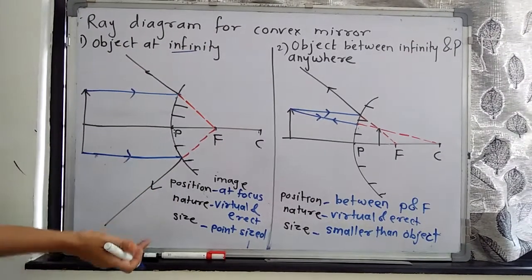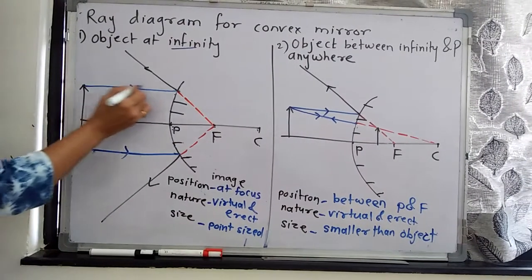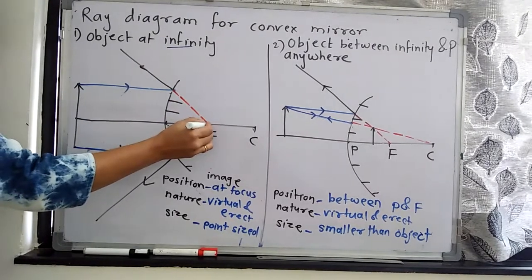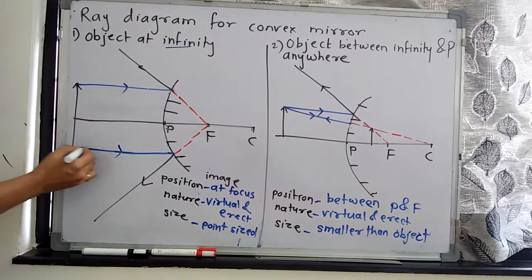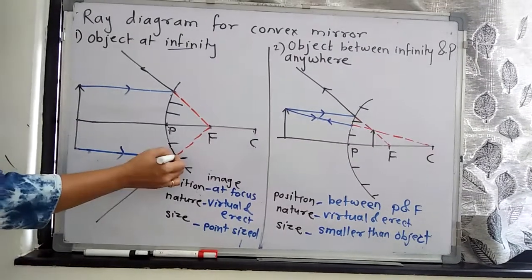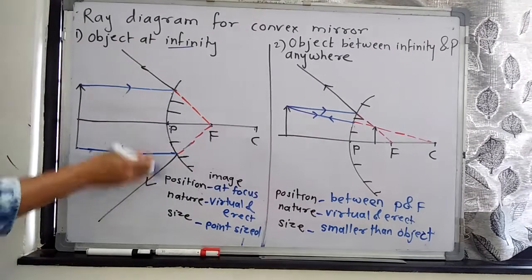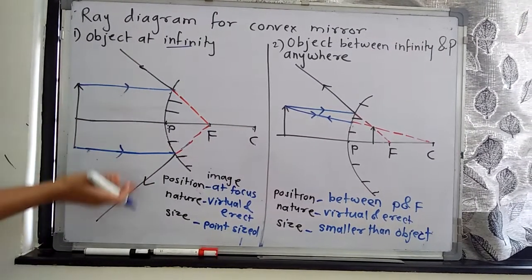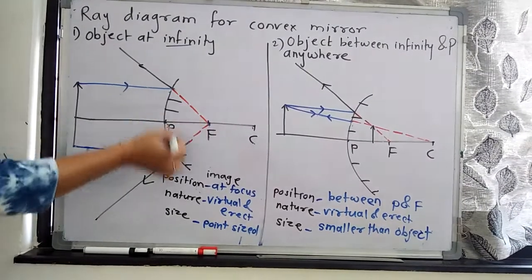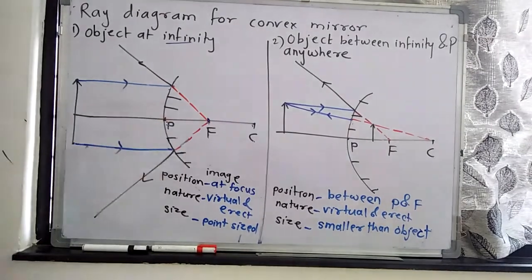But what is the rule? It appears to be coming from the focus. So this is the incident ray, this is the reflected ray, but it appears to be coming from the focus. Similarly, here we have the incident ray. It gets reflected like this, but it appears to be coming from the focus. So both rays are not actually going to intersect. When we imaginarily extend them backside behind the mirror, they are going to intersect imaginarily at this point.